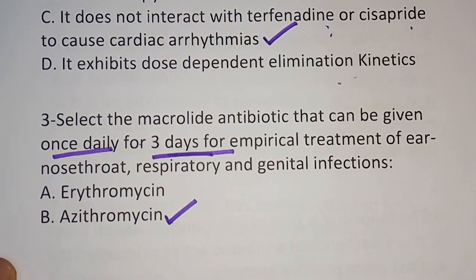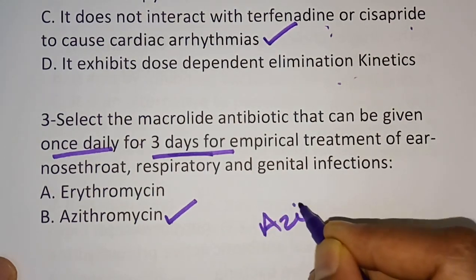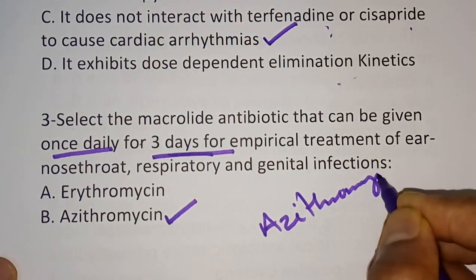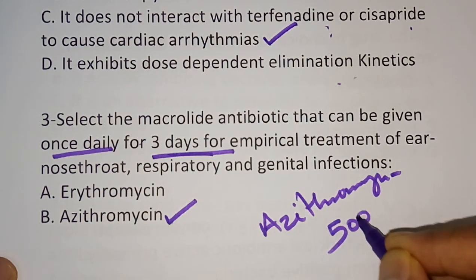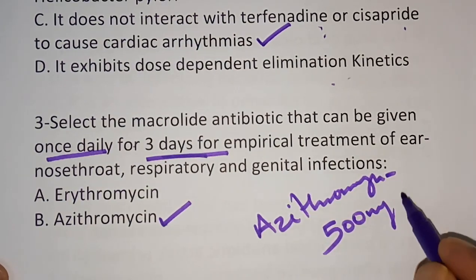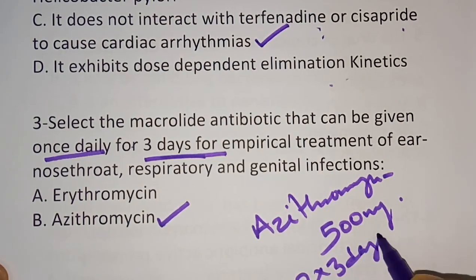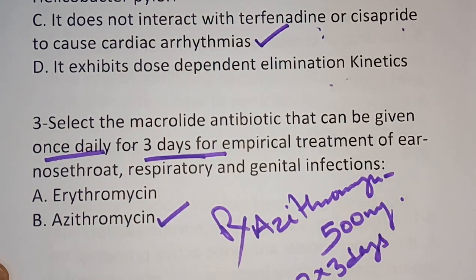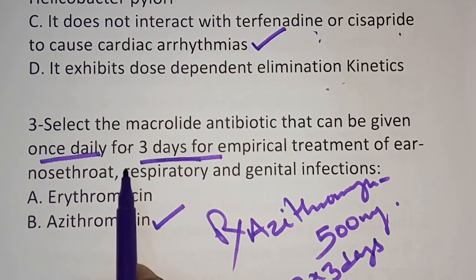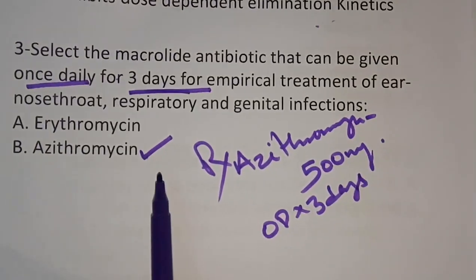A 3 day course once daily, that is azithromycin 500 mg OD for 3 days. That is the 3 day course, once daily. Now we will move to the next question.